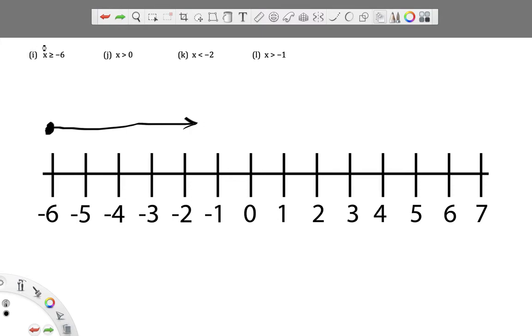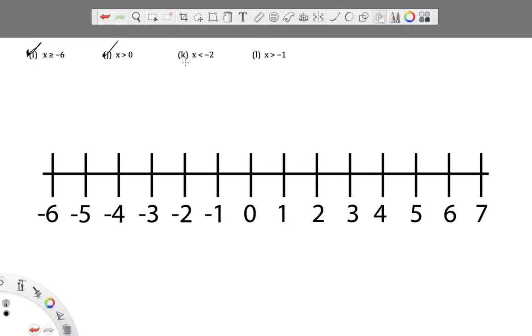I'm just going to get rid of that so we can do the rest of them. So j, x is greater than 0. That's just a normal circle which isn't filled in. x is greater than 0, that's the numbers to the right, up there, like that. So that's j sorted.